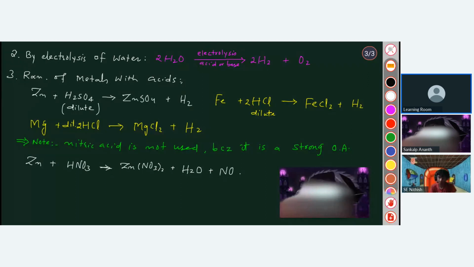NO3 is 1 minus, so when it is zinc nitrate, it will be Zn(NO3)2. Now, can you balance this? This is very important. Try it in your notebook, then tell me.